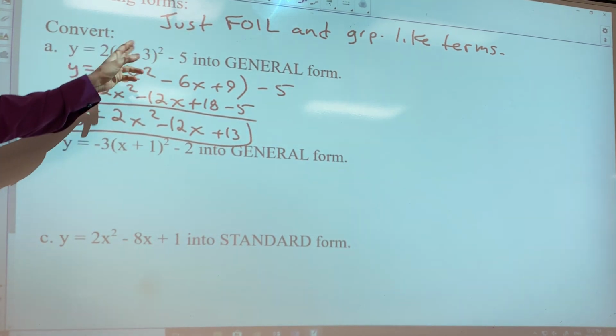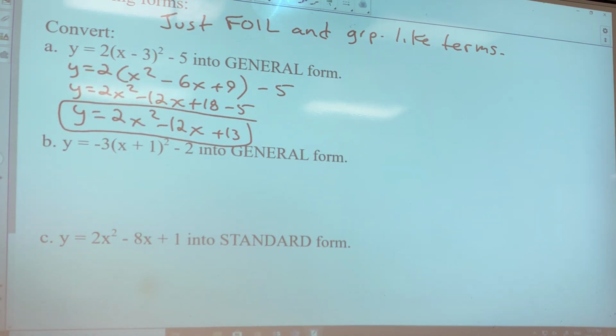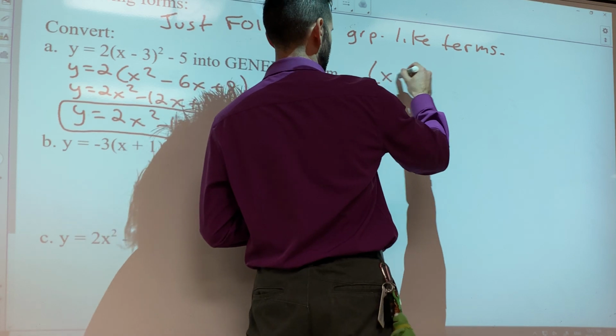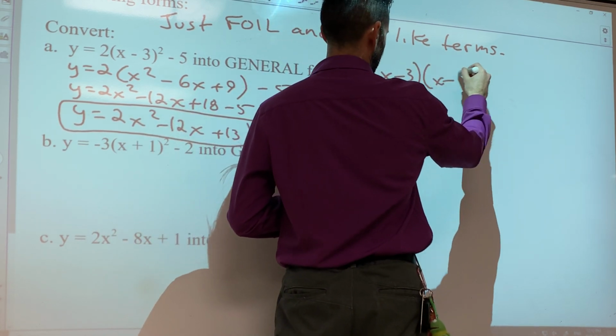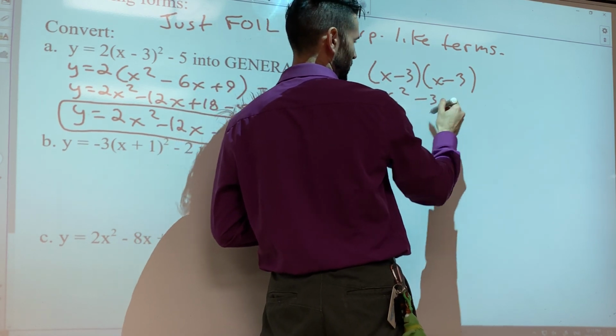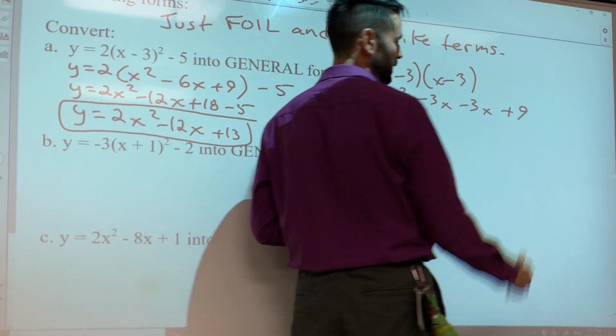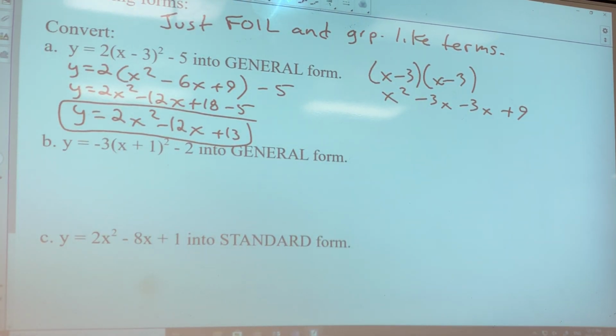Because I'll get x squared, and then I'll get negative 3x twice, and then negative 3 times negative 3 is positive. Some people are unhappy with the foiling. Right, so x times x is x squared, x times negative 3 is negative 3x, negative 3 times x is negative 3x, negative 3 times negative 3 is 9, yeah?